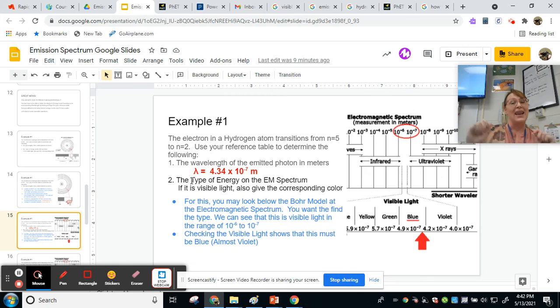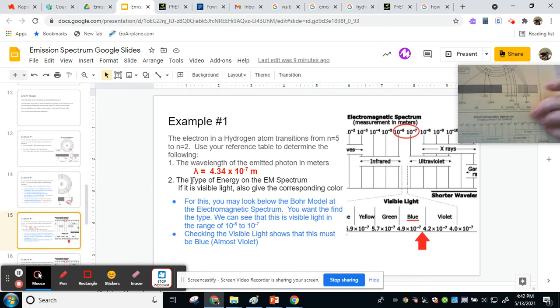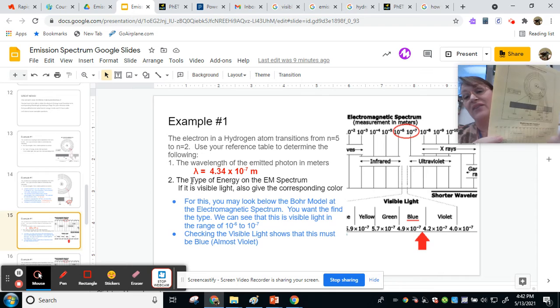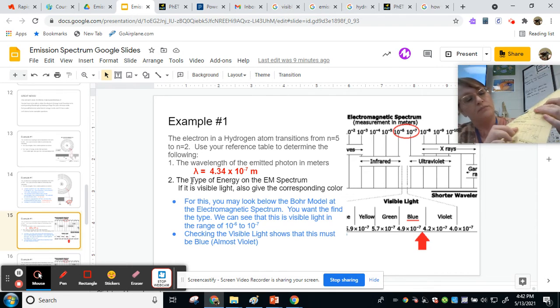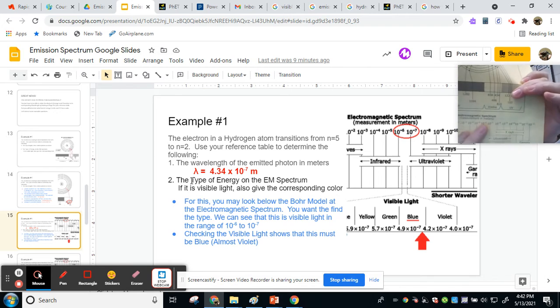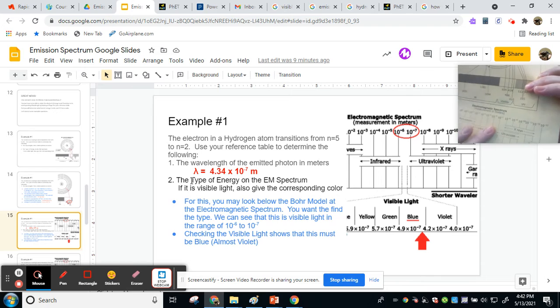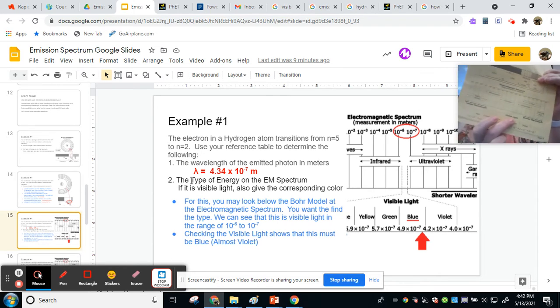meters. Now, second part is, what type of energy would this be? Well, I've kind of already figured out, based on what they gave me here, that 434 is in the visible range, okay? But I can also look here, because it's 10 to the negative 7, right? 10 to the negative 7. So if I look at the top, it kind of gives me a little idea of what ranges the wavelengths would be. And if I follow my finger down, I see that that's visible light. So I will be able to see that.